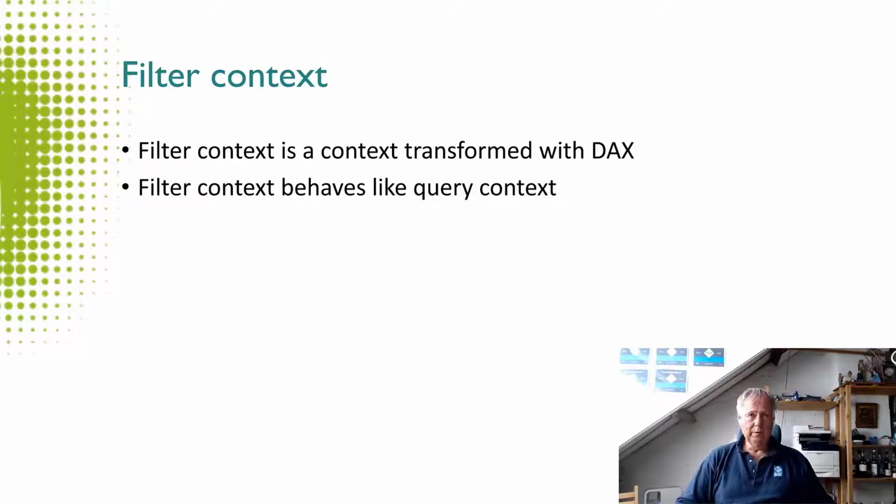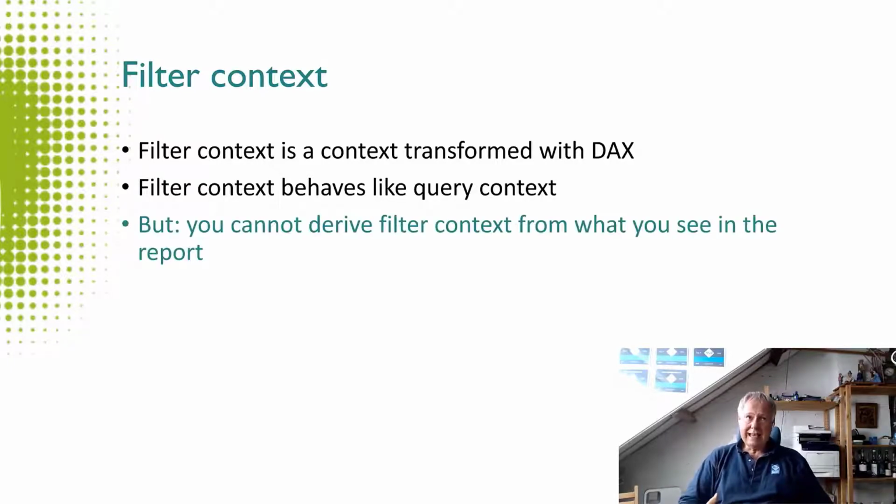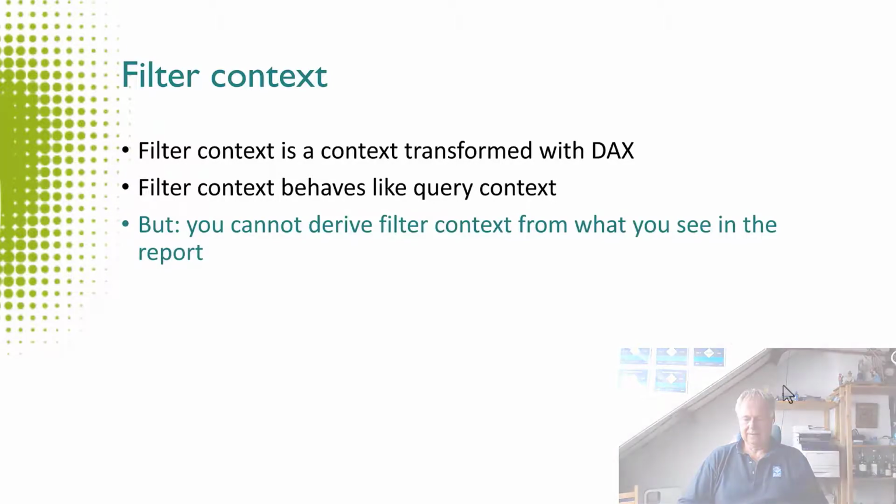The main problem of a filter context is that you cannot derive a filter context from what you see in a report. Because if you're looking at a report, you see the measure, and the measure itself is the filtering element. And that makes filter context a bit complex.